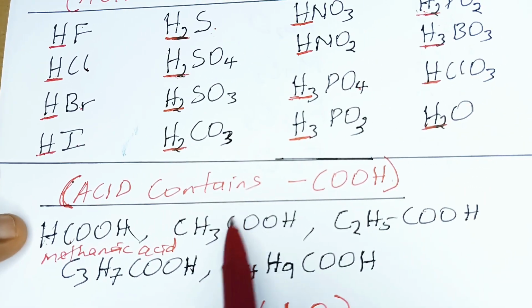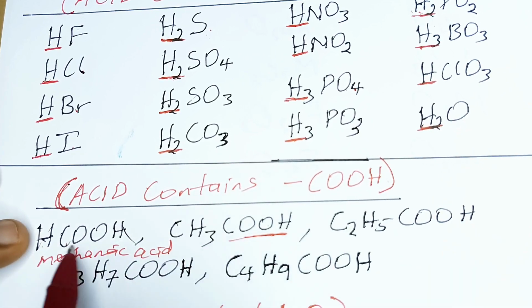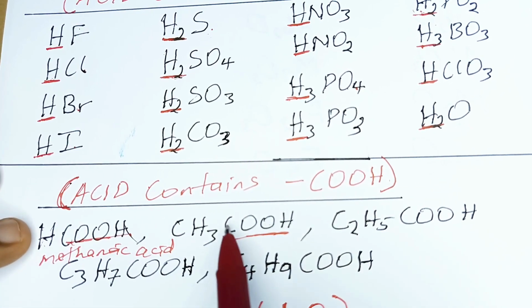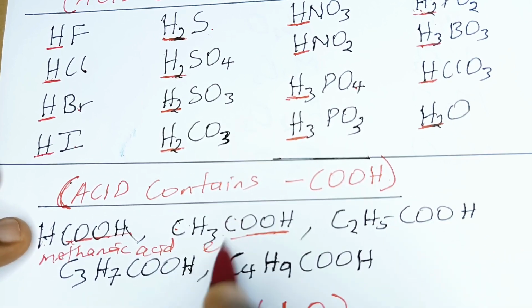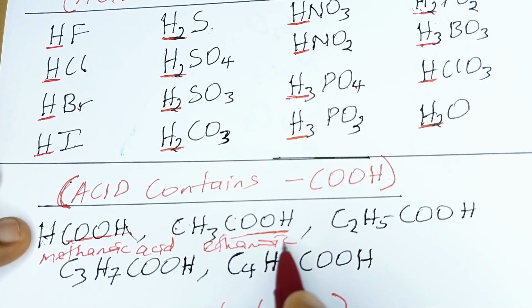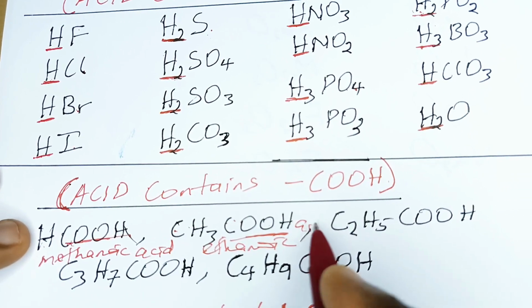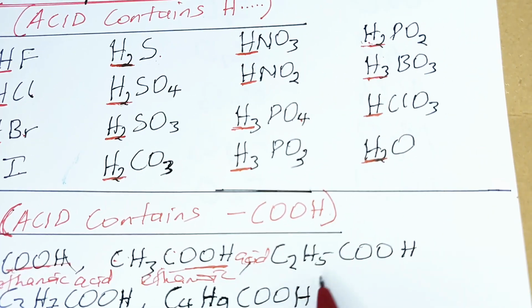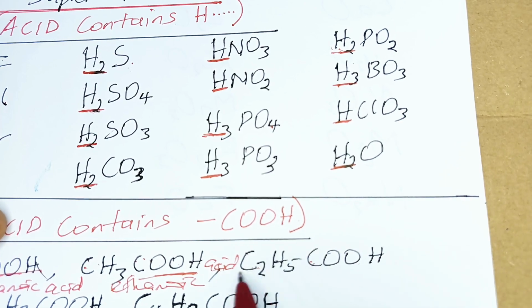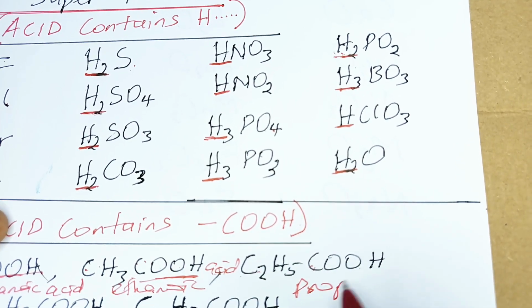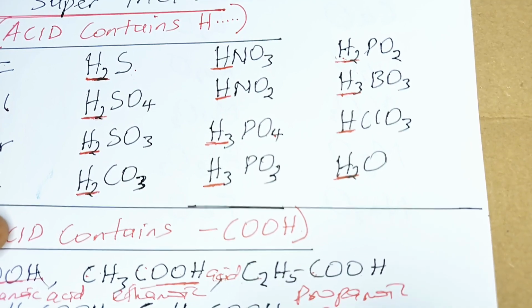Because this one also has COOH, it is also an acid. You can see now, because the carbon is 2, 2 carbon means eth. This is ethanoic acid. Okay. This is another example. Because there is 1 C here plus another 2, making 3, it is called propanoic acid.